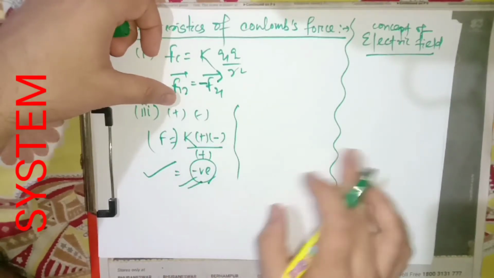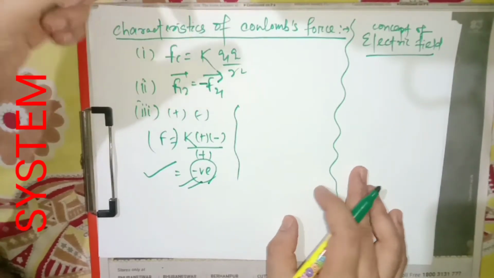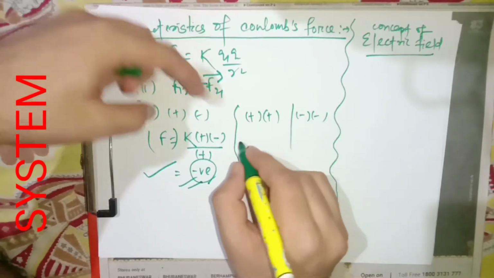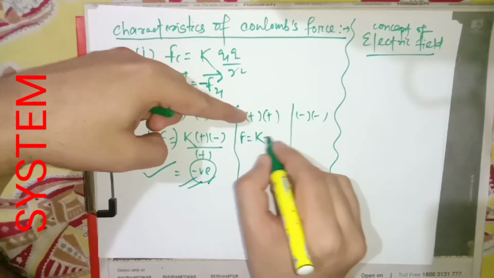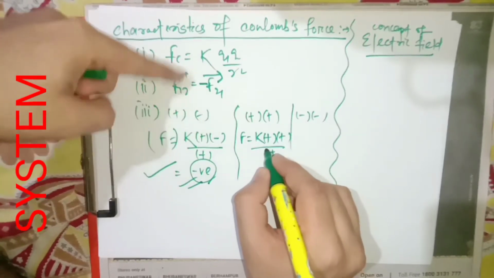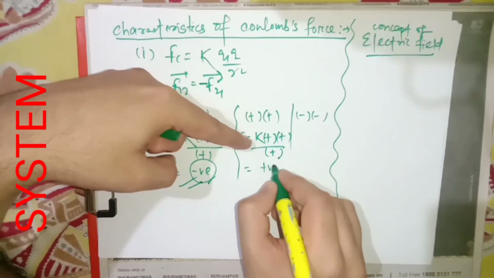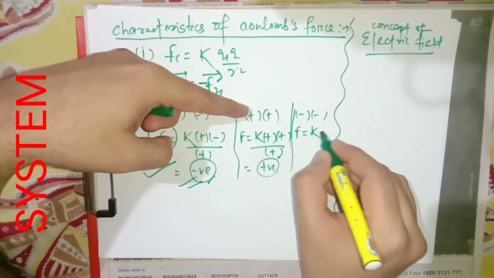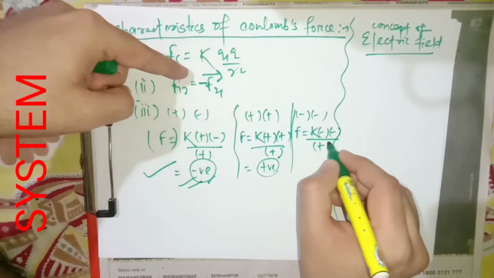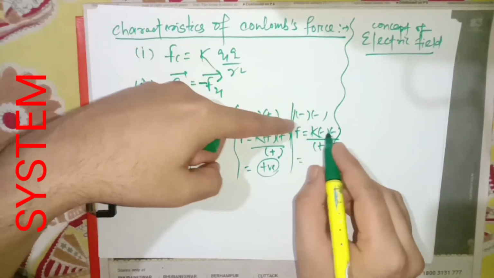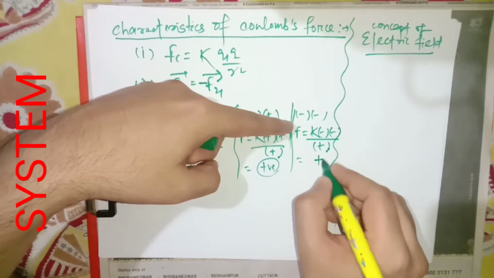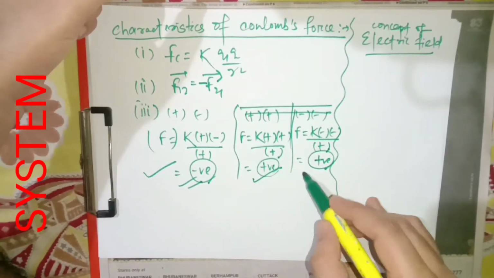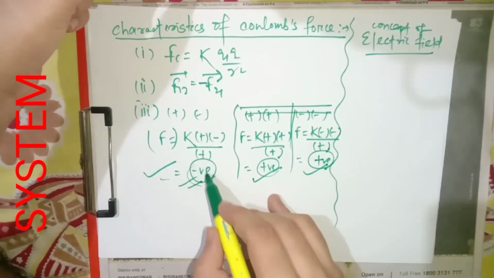Similarly, it is repulsive for similar charges. For similar charges, either two positive or two negative. So if we take two positive, F equal to K plus into plus divided by distance square, which is always positive, the whole thing will be positive. Similarly, if we take both charges as negative, F equal to K negative into negative divided by distance square, which is always positive, and negative into negative is positive. So the repulsive force is of positive sign, and the attractive force is of negative sign.